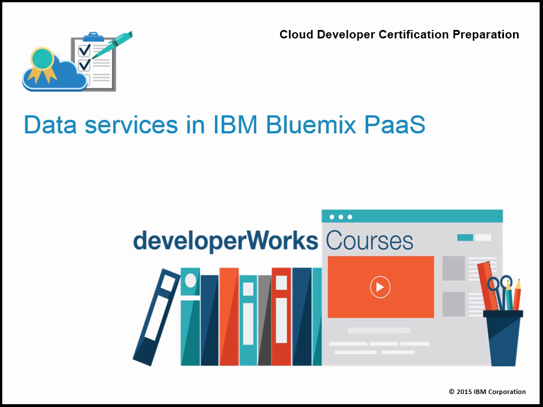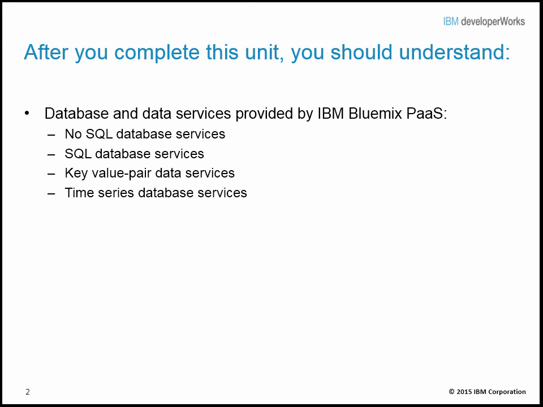In this section, we'll look at the key characteristics of 5 classes or types of data services available in IBM Bluemix. First, we'll look at NoSQL database services. Then we'll look at SQL database services, followed by in-memory columnar database services, key value pair services, and finally, time series services.